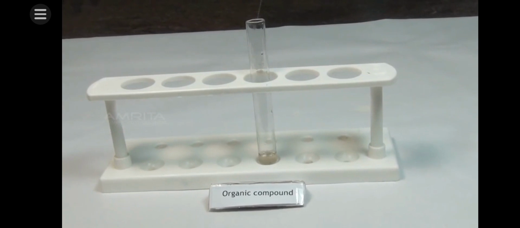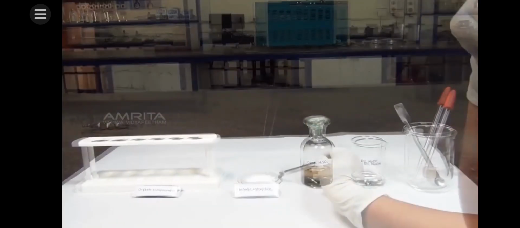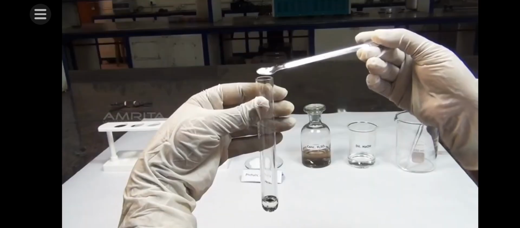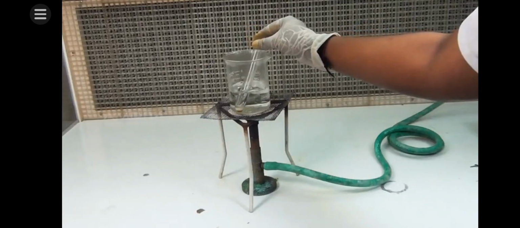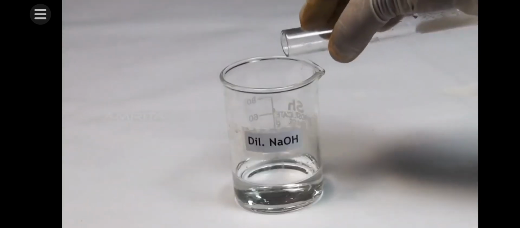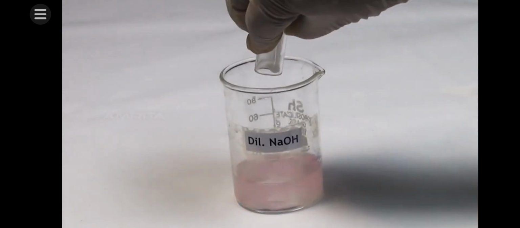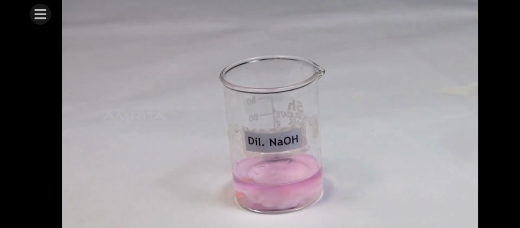Procedure: take a small quantity of organic compound in a test tube. To this, add a small quantity of phthalic anhydride using a spatula. Using a dropper, add a small quantity of concentrated sulfuric acid to the test tube. Heat the contents of the test tube in the water bath and cool for some time. Now, pour the reaction mixture carefully into a beaker containing dilute sodium hydroxide solution.